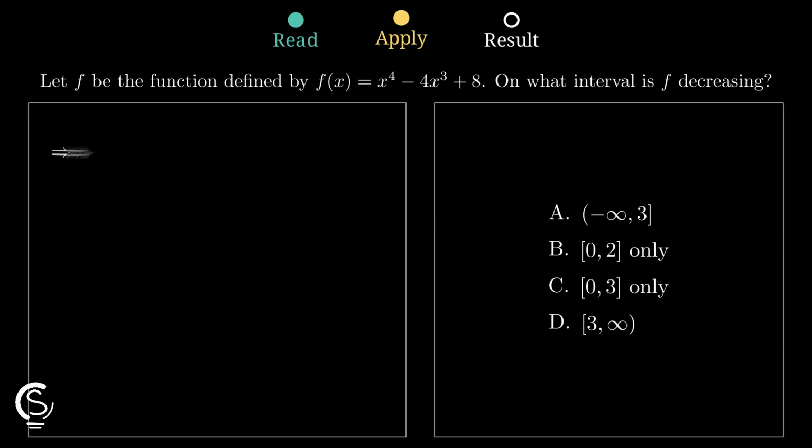Next, we set that derivative equal to 0 and factor it out. Factoring 4x^2 gives us 4x^2 times the quantity (x - 3), which reveals our critical points.